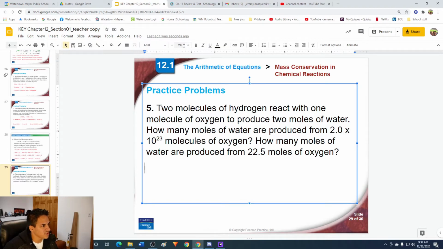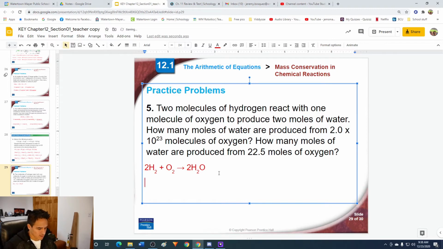Okay, so there's a lot of stuff going on here, but let's first write our chemical reaction. So it says 2 molecules of hydrogen. Okay, so that hydrogen is diatomic, so it's H2. React with 1 molecule of oxygen. Okay, oxygen also diatomic, so O2. To produce 2 moles of water. Okay, 2H2O. So here's our chemical equation, and they are giving us the numbers for them. Okay, so 2H2 plus O2 gives us 2H2O.